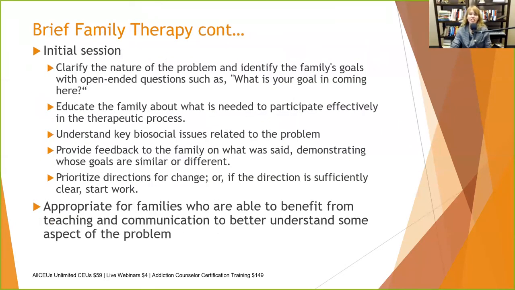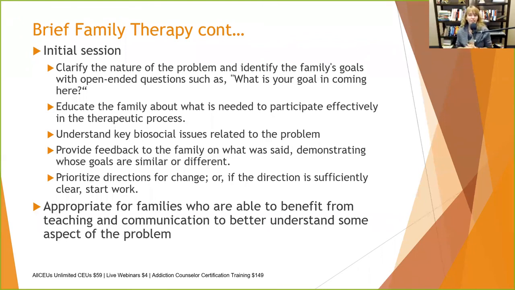The initial session clarifies the nature of the problem and identifies the family's goals with open-ended questions such as, "What's y'all's goal in coming here?" Educate the family about what is needed to participate effectively in the therapeutic process. Understand key biosocial issues related to the problem. So if there's stress, if both parents are working 2 jobs, any sorts of things like that, we want to understand that may be causing some of the strife and stress in the family, or if Junior has a substance use issue, or who knows.